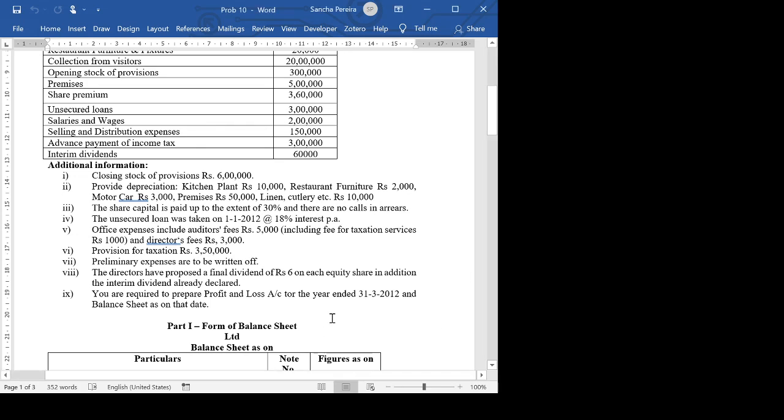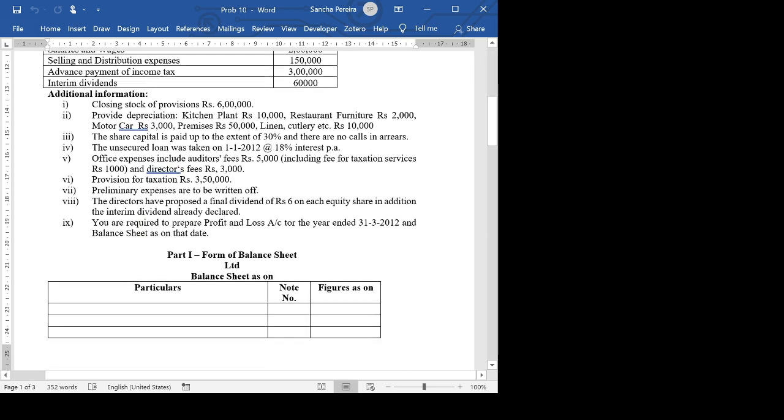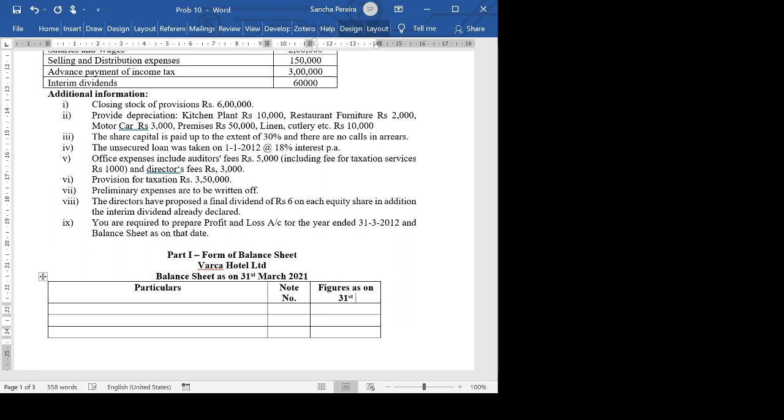So, form of balance sheet, and the company is Varka Hotel Limited. Balance sheet as on 31st March 2012. Figures as on 31st March 2012.